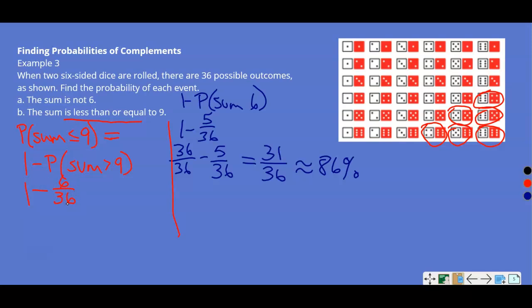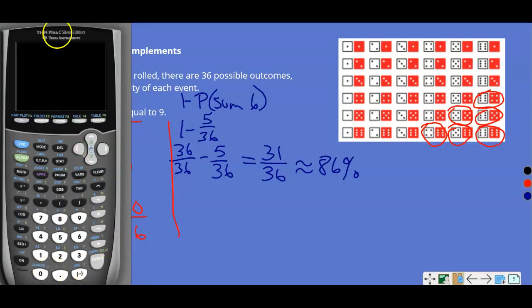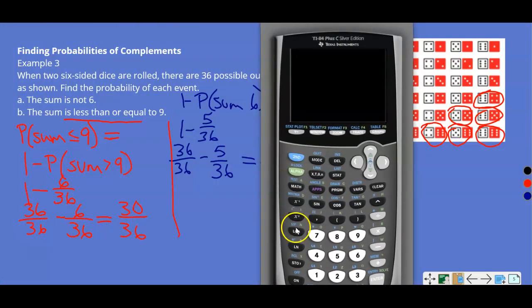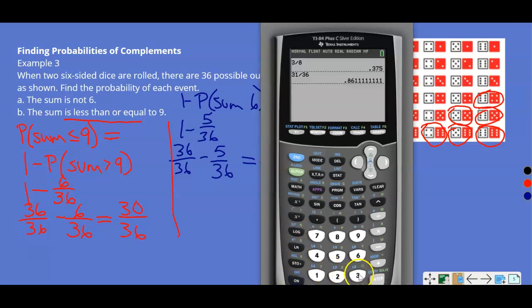And again, we can do a common denominator, 36 over 36 minus 6 over 36 equals 30 over 36. And again, if we want to look at that as a percent, 30 divided by 36 is going to be about 83%.